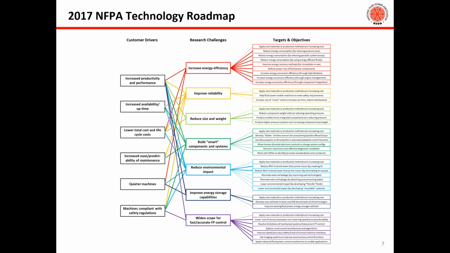In the center, you can see a list of the research challenges that the roadmap defined, challenges that fluid power must surmount in order to better meet the needs defined by our customers. And then on the far right, you can see a list of research targets and objectives, a cluster for each of the research challenges that are meant to quantify or describe successful strategies for pursuing the research challenges identified in the roadmap.